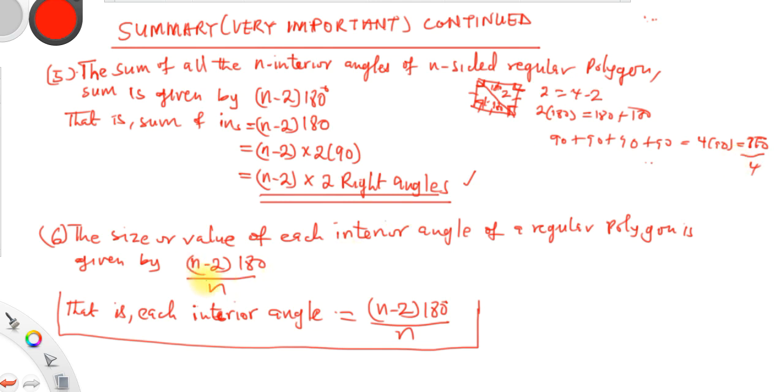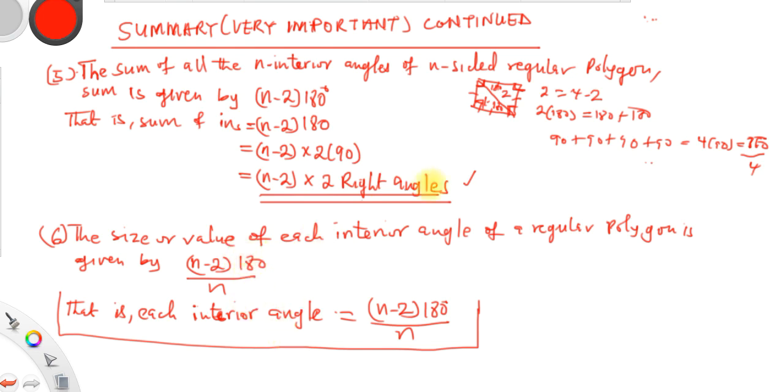That's what we are saying here. So the sum divided by the number of sides, then we get each of the interior angles, because all the interior angles are equal. If you want to get each of the interior angles, you just divide the sum by the number of sides and get each of them.